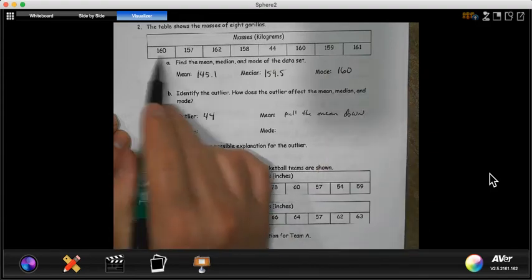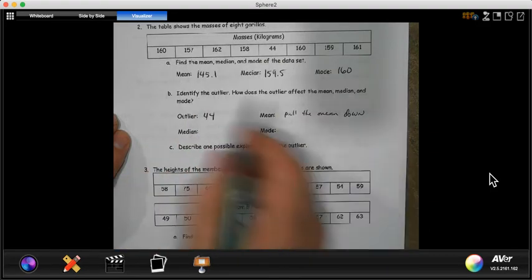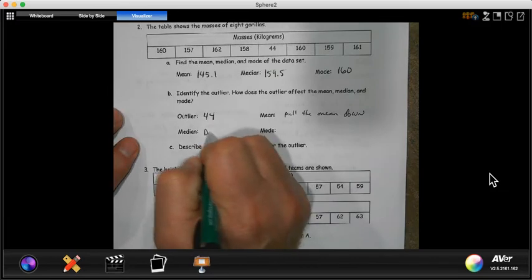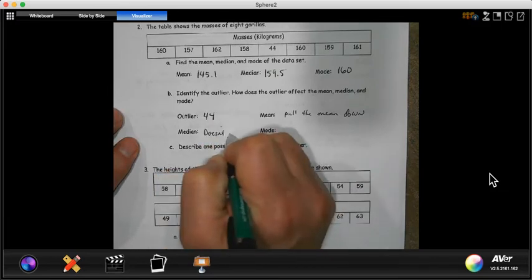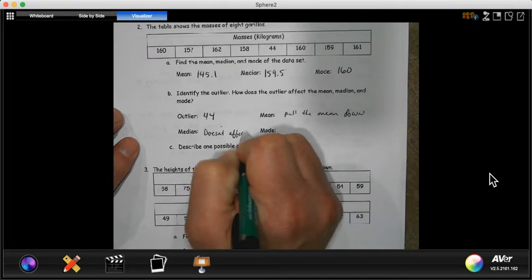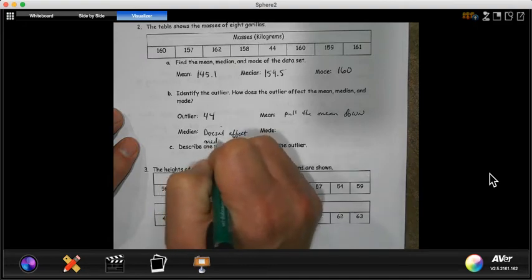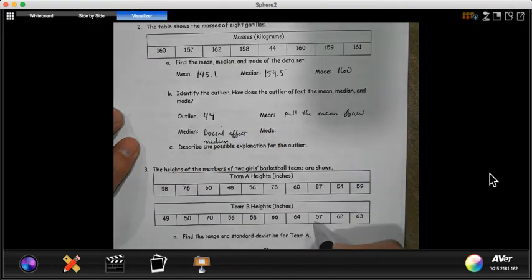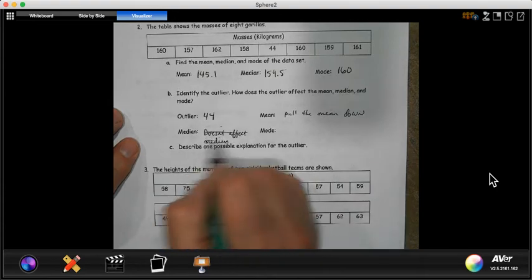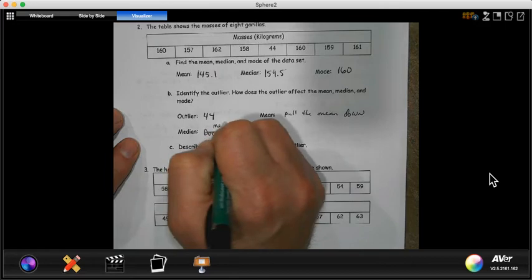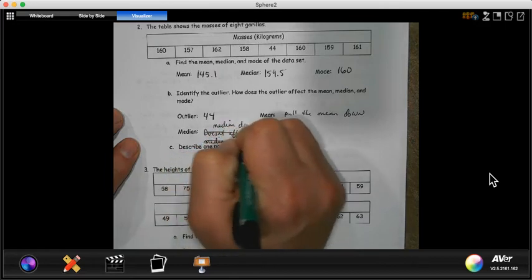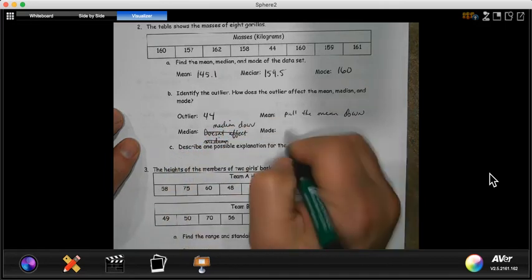Okay, 1, 2, 3, 4, 5, 6. It doesn't affect the median at all. Well, I guess if it wasn't there, I guess that's what they're asking, if it wasn't there. So the median would go down. Let's do that. And the mode's not affected.